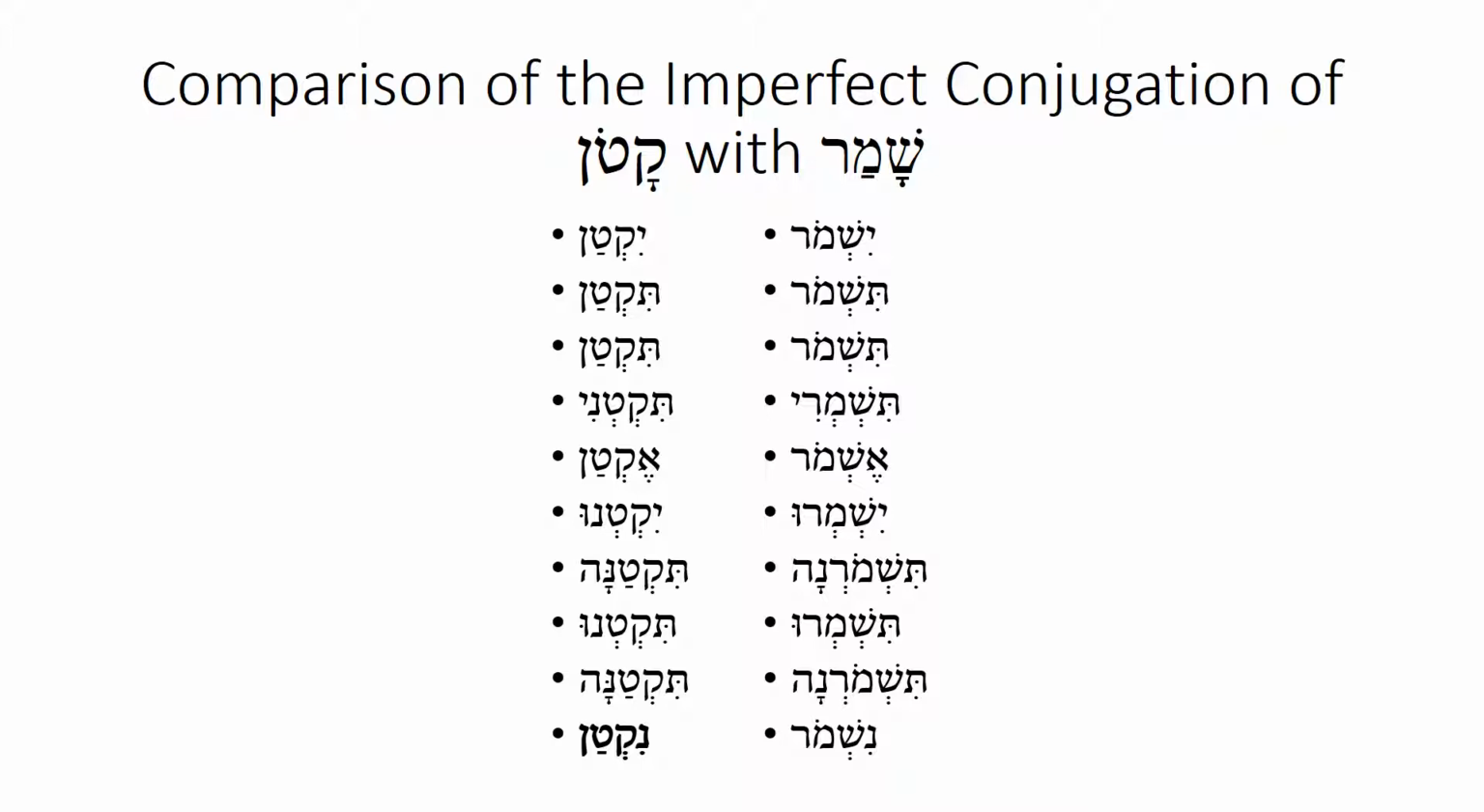If you just saw this form in the text, what might you think this is? You see the nun prefix here with the hiriq, shewa, and patach, and it would be very tempting to parse this as a Niphal perfect third person masculine singular, but it's not. It's actually, well, the forms are identical. It's just something to be aware of. I wanted to point that out.